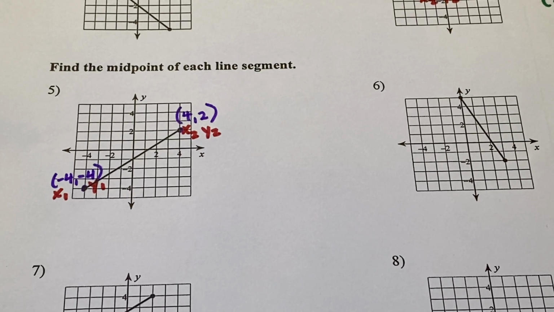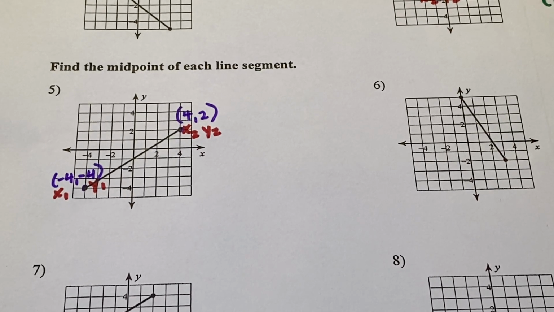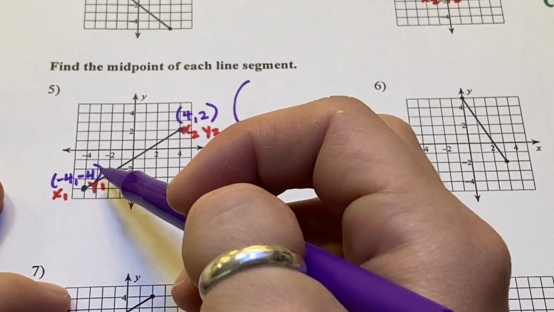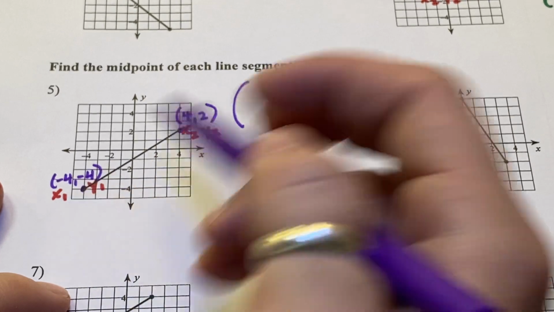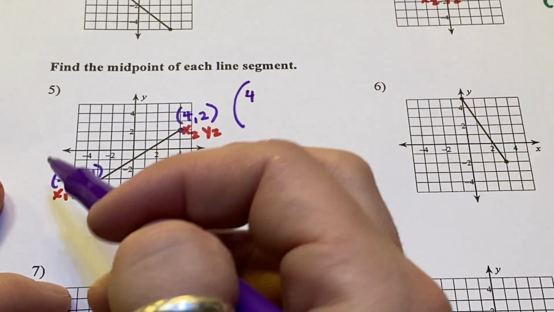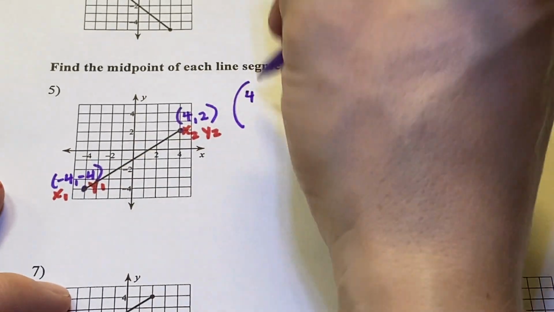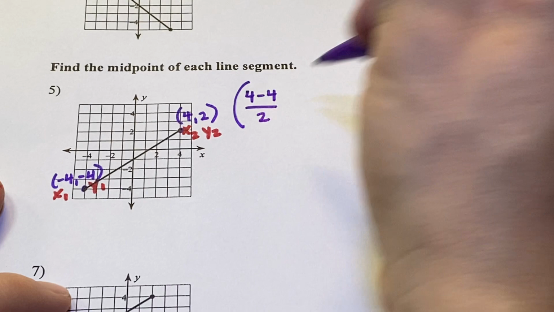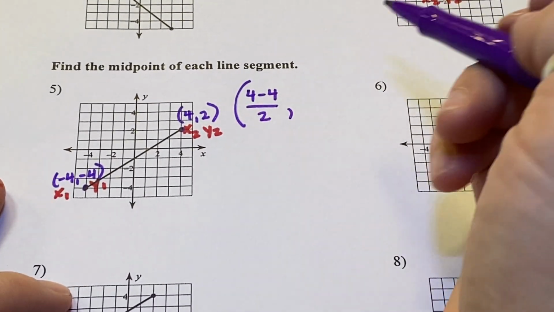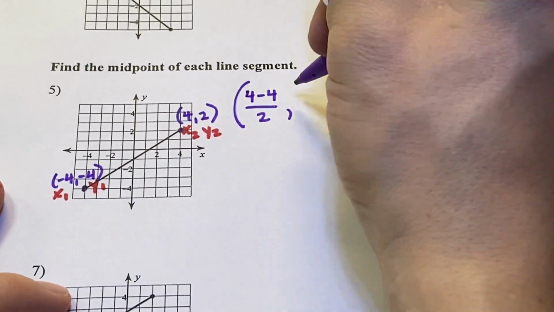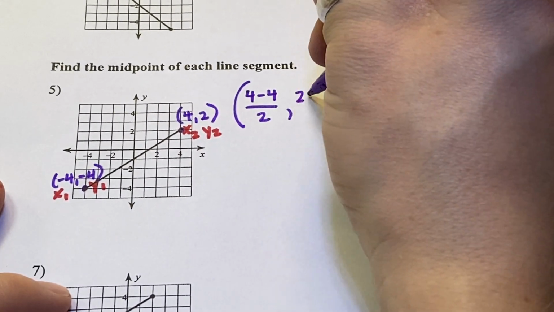Now that we know those, we can plug them into our midpoint formula, which is parentheses, x2 plus x1. Be careful here: when you're adding a negative, you're really just subtracting. Divided by 2. Then we have y2 plus y1. Again, adding a negative means we are subtracting.